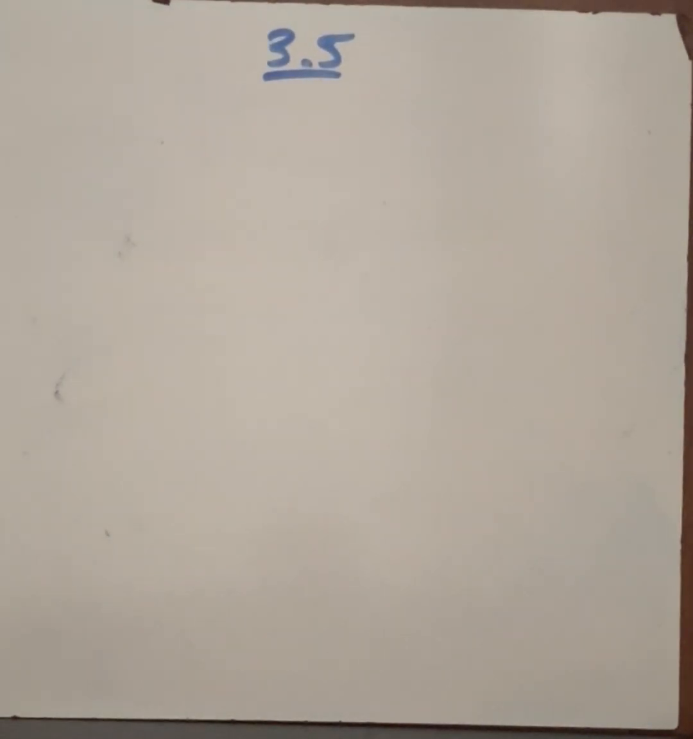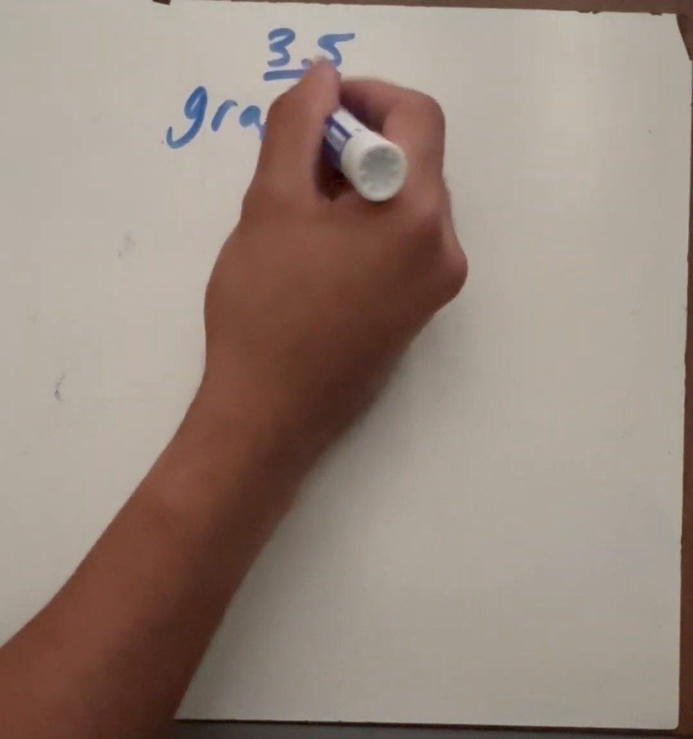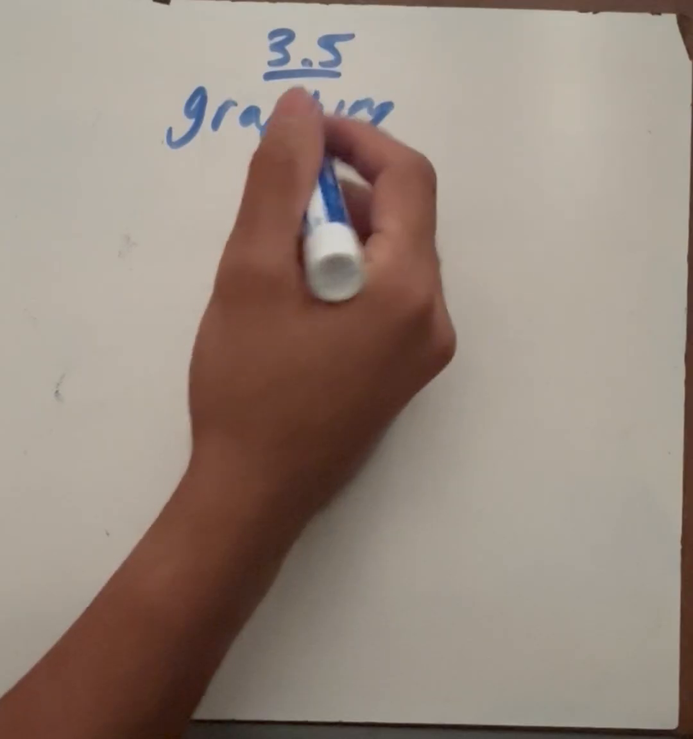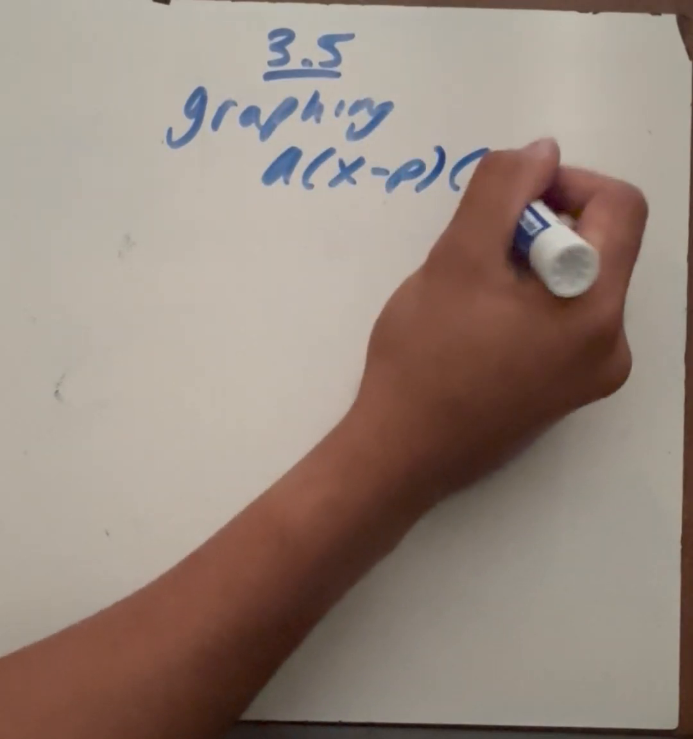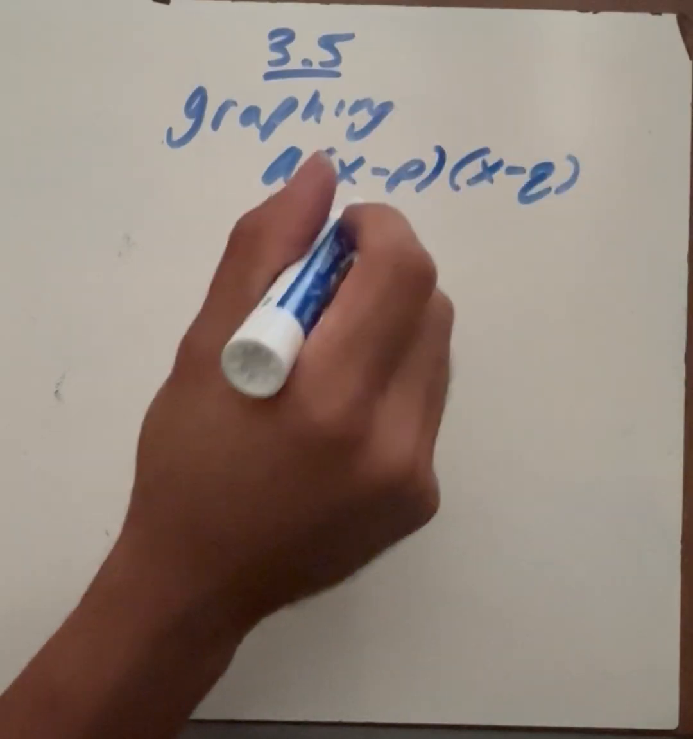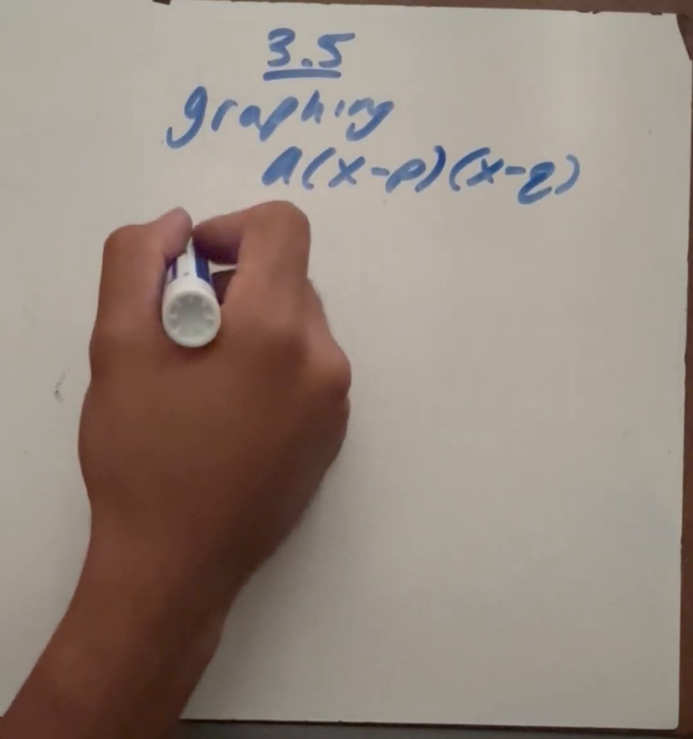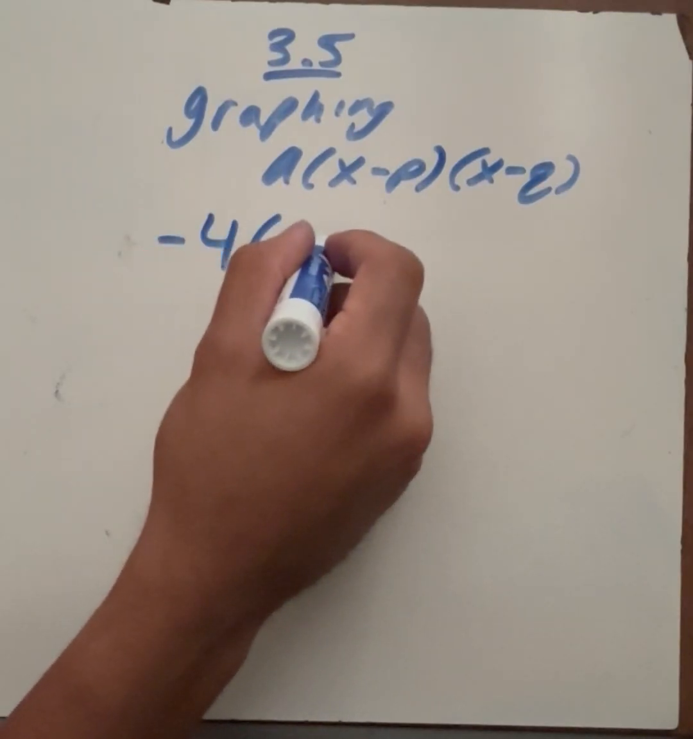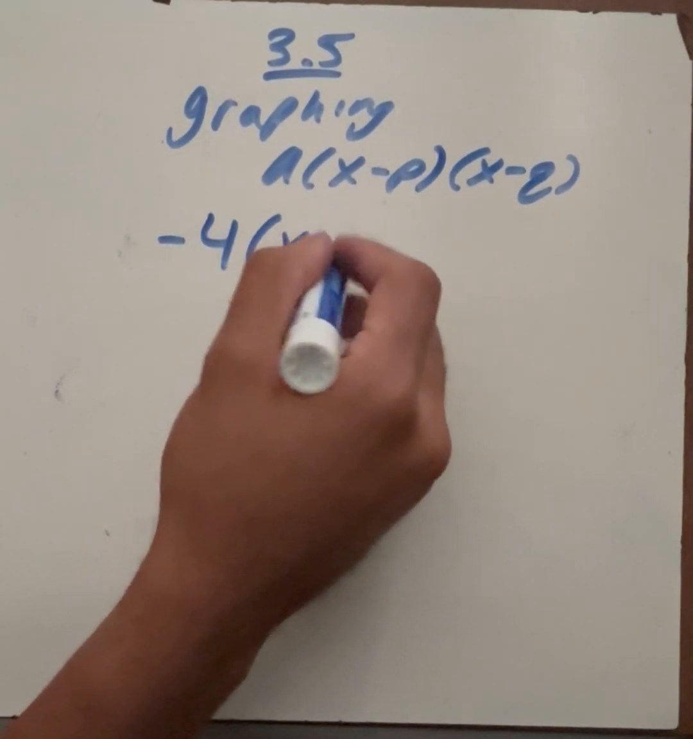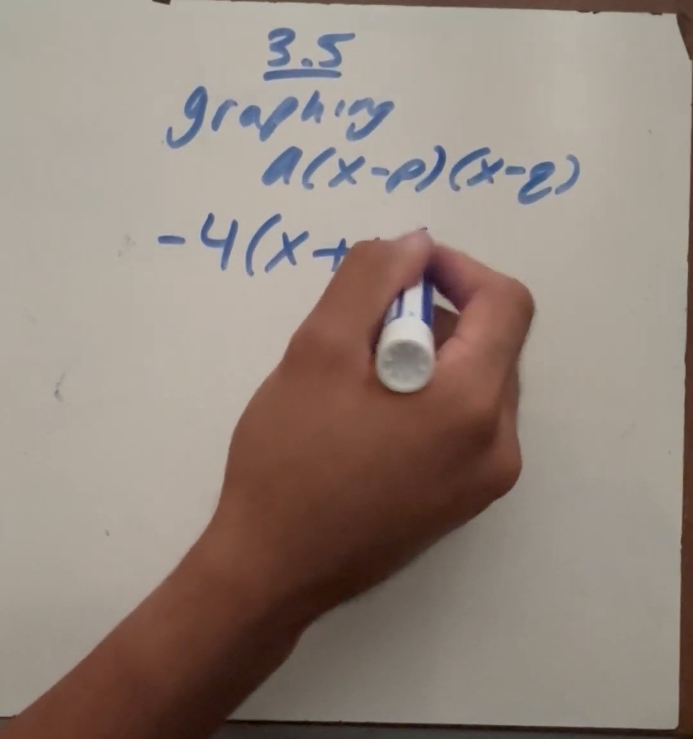Alright, so let's take a look at lesson 3.5. Lesson 3.5 is all about graphing a(x - p)(x - q). Okay, so let's take a look at a question that deals with this. Let's say that a is negative 4 and the x minus p part says x plus 1, and the x minus q part says x minus 5.